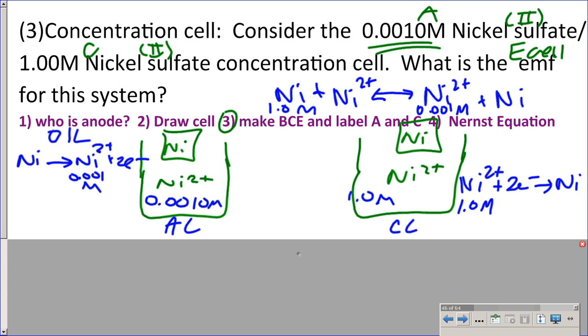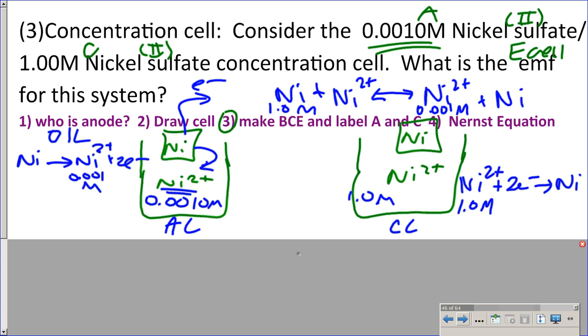And we said the anode has to make more ion, because the anode is going to be the one with the lower concentration. So what has to happen is nickel itself has to lose electrons. As it loses electrons, it's going to deposit out some nickel ion. So I like to write this right next to the anode. Here, this one has to be the anode because it's lower concentration. This one has to be the cathode since it's the higher concentration.